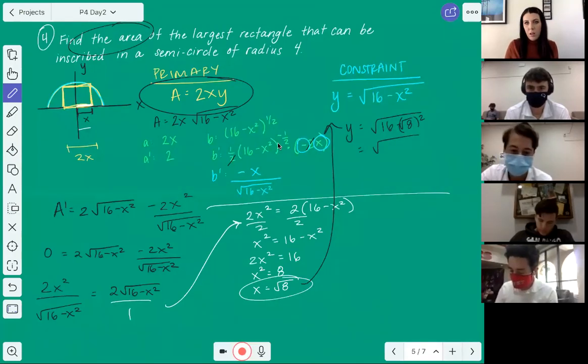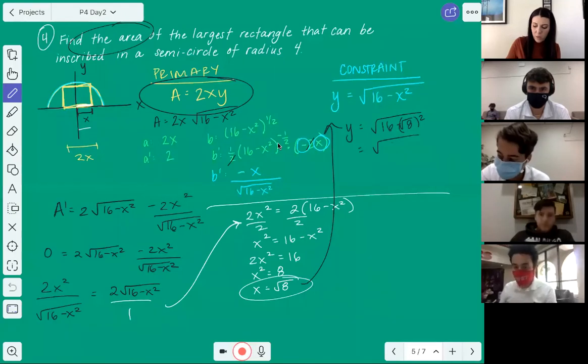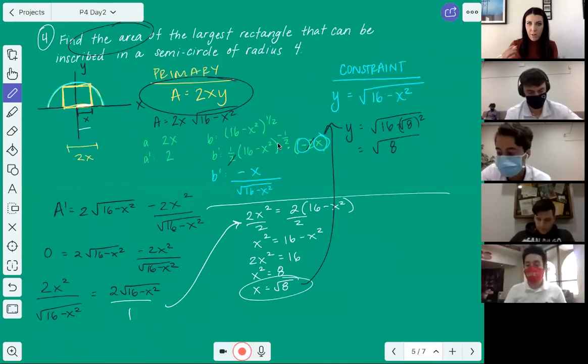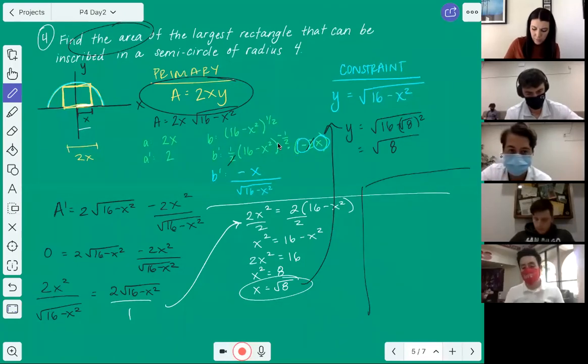Y equals the square root of 8 as well. So we get y equals the square root of 8, x equals the square root of 8. What's your final step that you would do, Jackson? 2 times the square root of 8 squared, which is equal to 16. And that is your area.